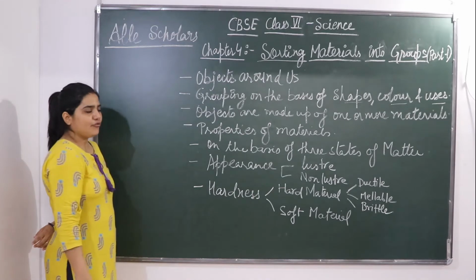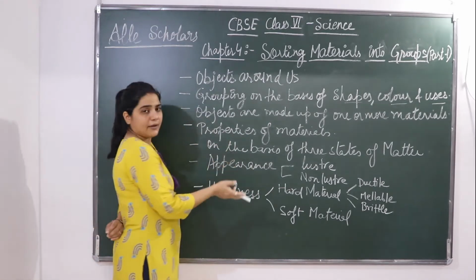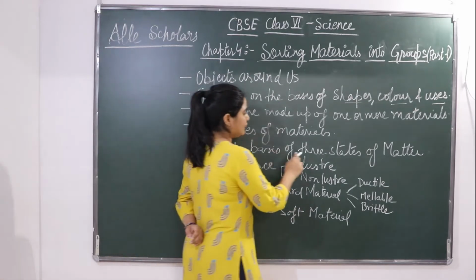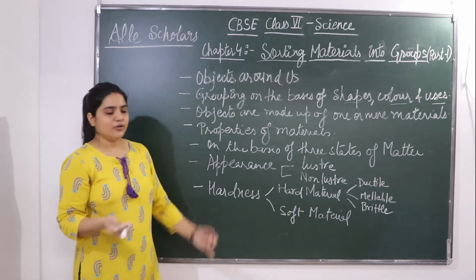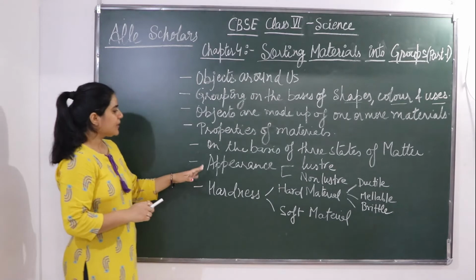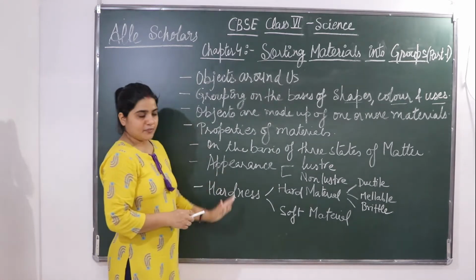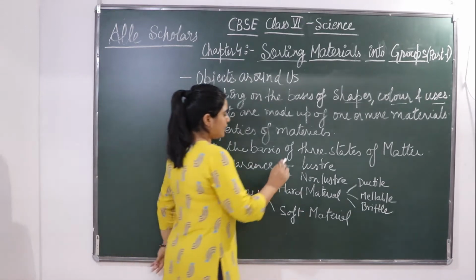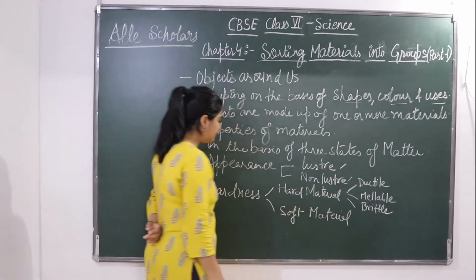The properties of materials. Materials can be divided on the basis of their states of matter, meaning materials can be sorted on the basis of whether they are solid, liquid or gases. Then we will see that on the basis of appearance, materials can be sorted. On the basis of appearance, we will see two categories, luster and non-luster.